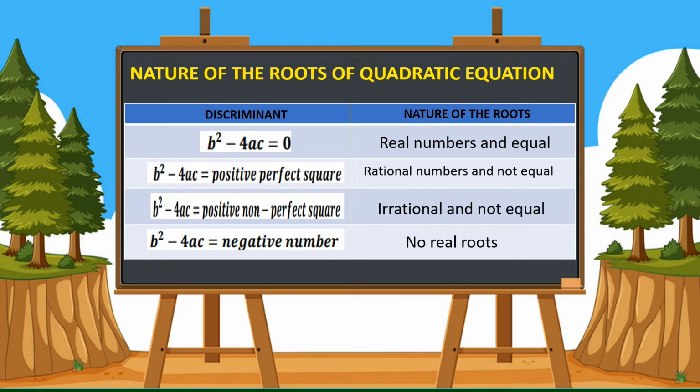It also tells us the number of solutions of a quadratic equation. If the discriminant is positive, we know that we have two solutions. If it is negative, there are no solutions. And if the discriminant is equal to 0, we have one solution.